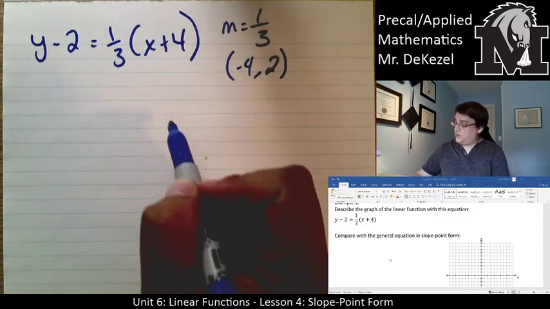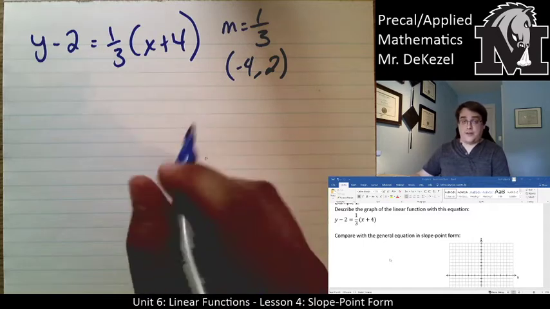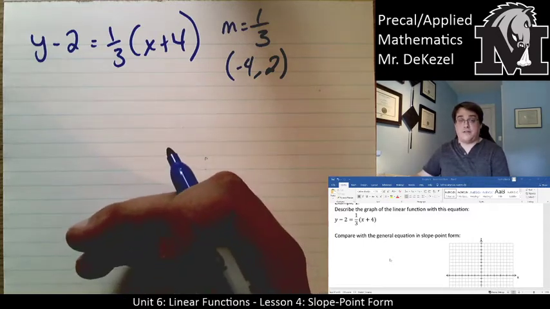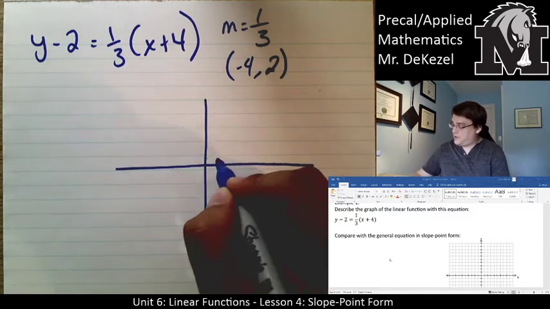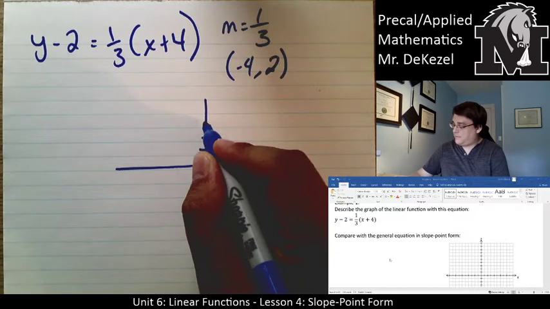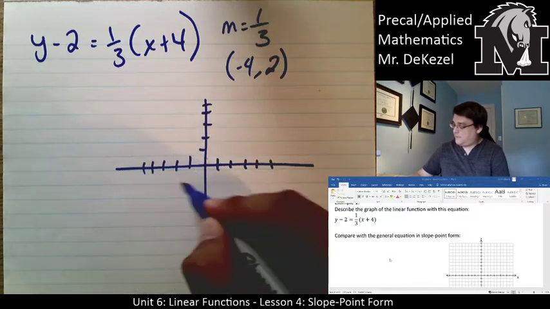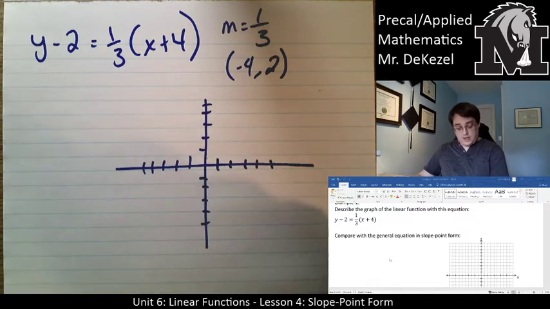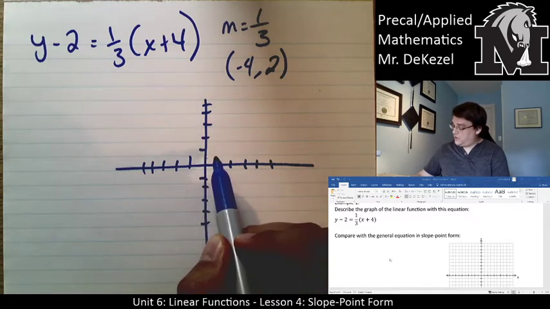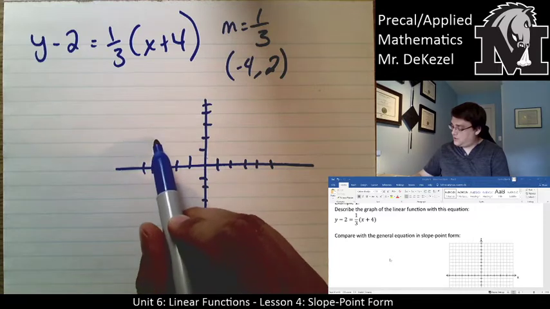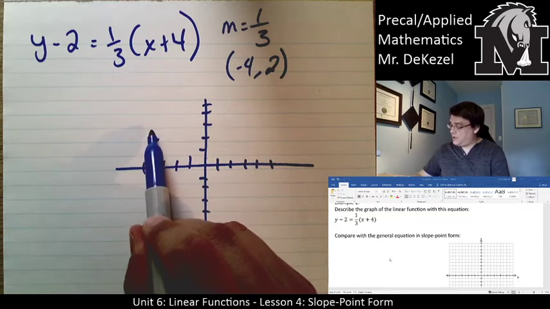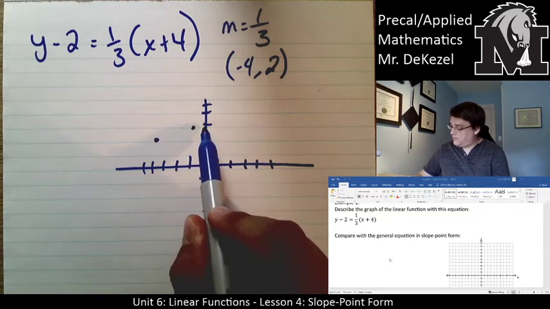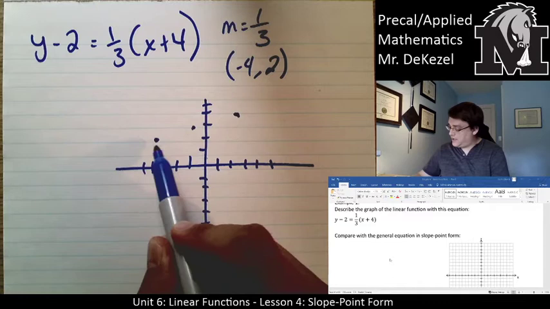What we are going to do is draw the graph, and then write the equation from that graph, and then compare them. So let's make our graph. Go up to 4, so I'll go up to 5 just to be safe. And what we're going to do is plot it. So we're starting at negative 4, 2. So over here and then 2. And then we're going to go up 1 and over 3. Up 1 and over 3. Up 1 and over 3 to get our line.